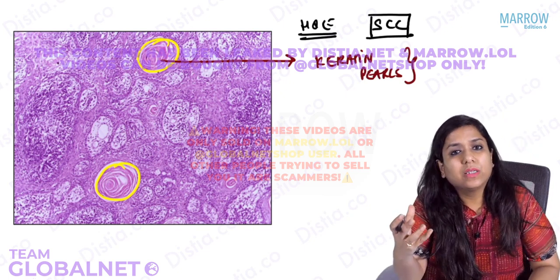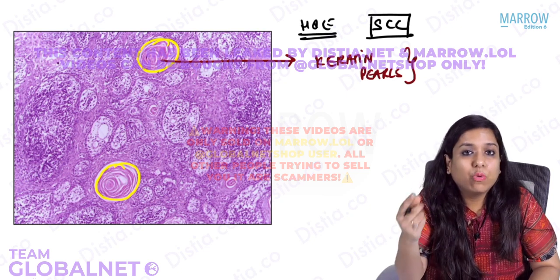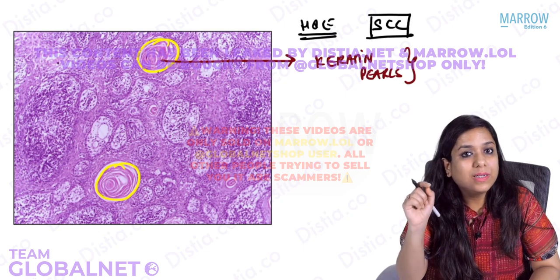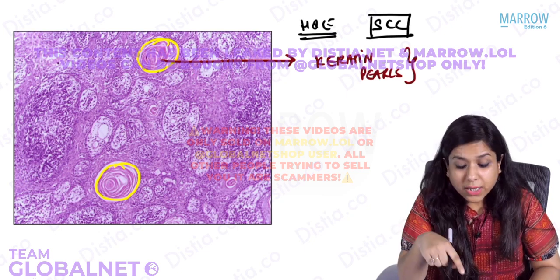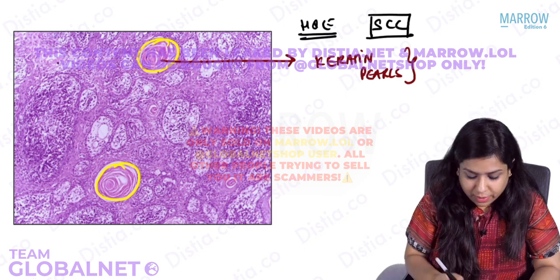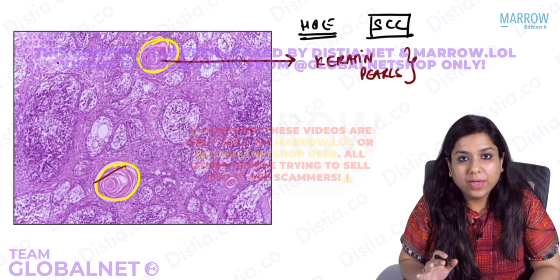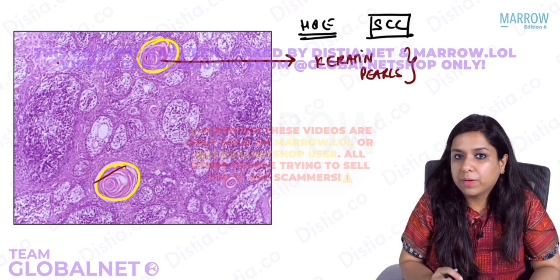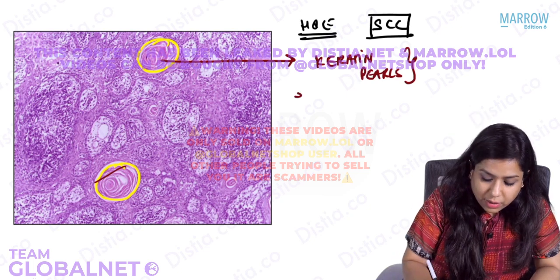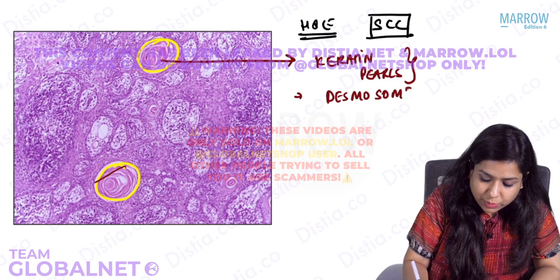Some students ask me, ma'am, this looks like a Psammoma body. No, this is not a Psammoma body because a Psammoma body is a calcification, so that is basophilic or blue in color, right? This is keratin, which is pink in color. Can you see? This is more pinkish. And there are no nuclei. There can be nuclei in this, but not in a Psammoma body. Correct, easy? Another thing which I see on high power is the presence of desmosomes.